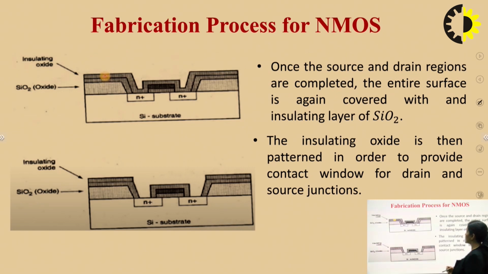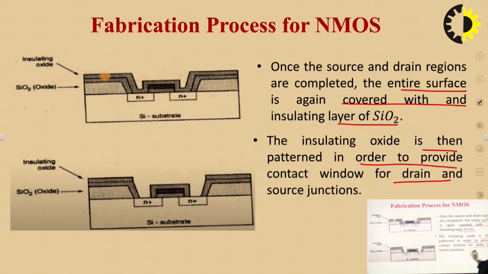Again, once the source and the drain regions are completed, the entire surface is again covered with an insulating layer of SiO2. The insulating oxide is then patterned in order to provide the contact window for drain and source junctions. So this is again the SiO2 is deposited, and again the patterning is done using the same process of photolithography to create the contact windows for the drain and source junctions over here.